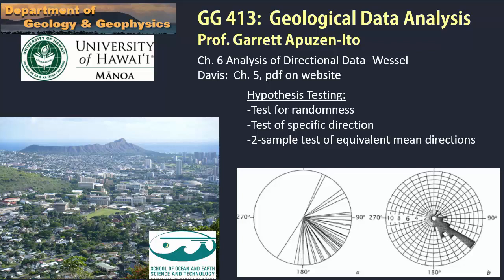This is the second video on the analysis of directional data. The topic here is hypothesis testing, and I'd like to talk about three different types of tests. The first test is for complete randomness in the orientations of a sampled population. If that test finds that the population is unlikely to be randomly oriented and has a preferred direction, then we can test whether that direction matches another direction. So it's a test for a specific direction. And then the last test is a two-sample test of the equivalence of the mean directions of two sampled populations.